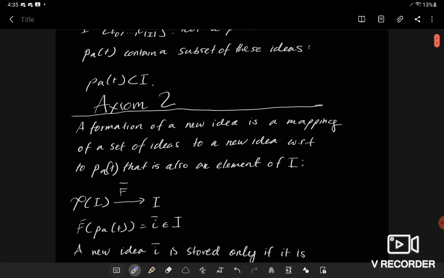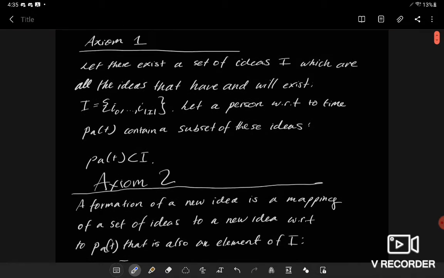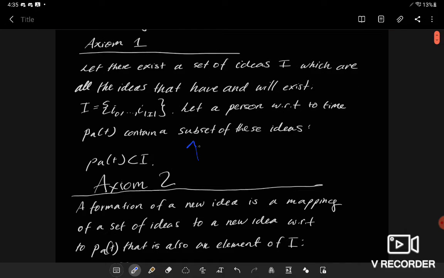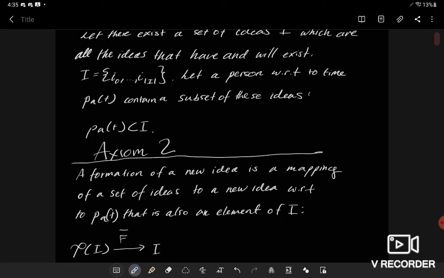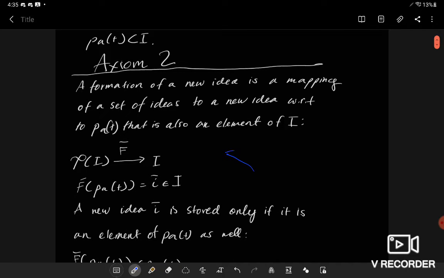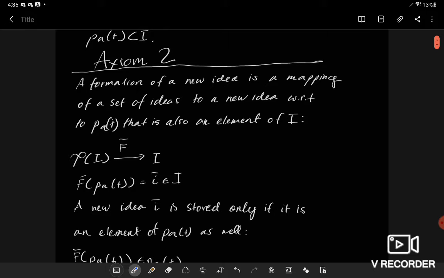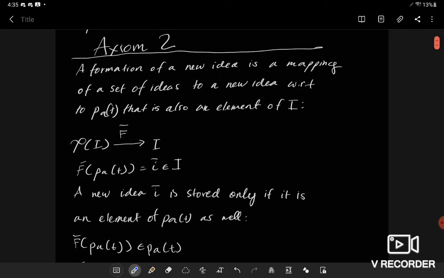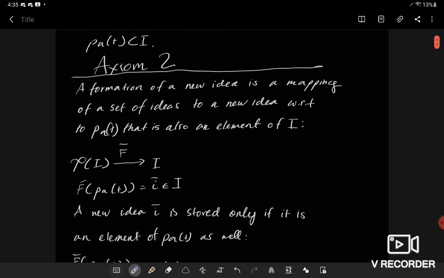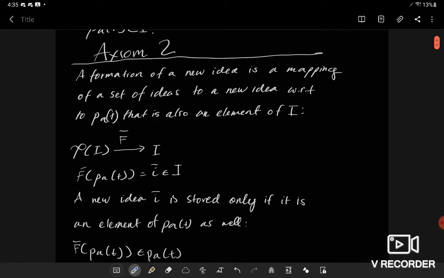So the second axiom is that, the first axiom just develops ideas and develops agents. So these are like the necessary objects in our system. And axiom 2 allows us to create new ideas. And this is important in the sense that creativity requires a creation of ideas, right? We use our imagination to be creative, and when we're using our imagination, we're usually thinking, and when we're thinking, we're creating new ideas. And so the formation of a new idea is mapping a set of ideas to a new idea.